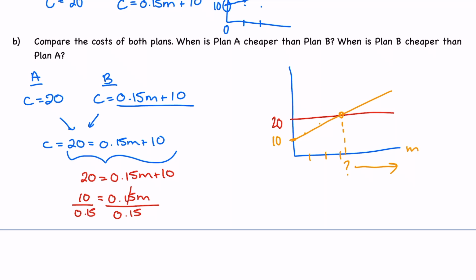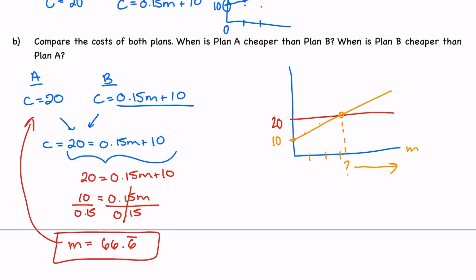When we do that, these cancel over here, and we get m is equal to 10 divided by 0.15, which is equal to 66.6, and I put this horizontal line on top to show that the 6's continue forever. So what this m means is that if we plug it into either equation, we will get the same value for c. So if we plug it into equation A, there's nowhere to put m, so c is equal to 20. And if we plug it into equation B over here, we should get c is equal to 20 as well. So going back to our graph, that means this unknown m value where they intersect is actually 66.666 minutes.